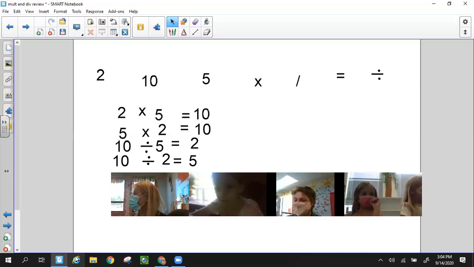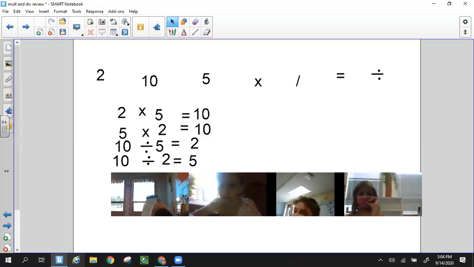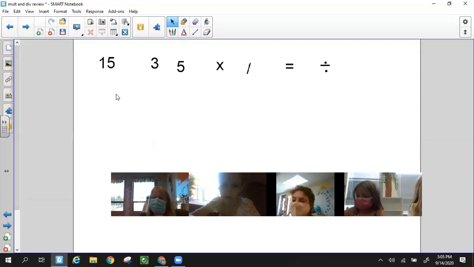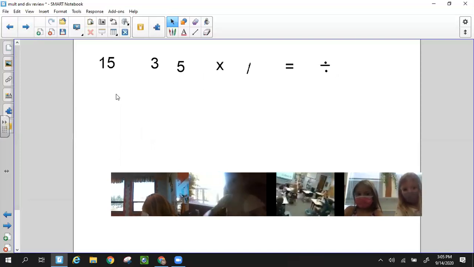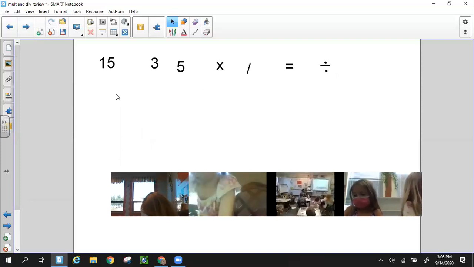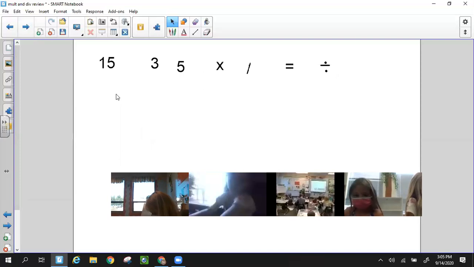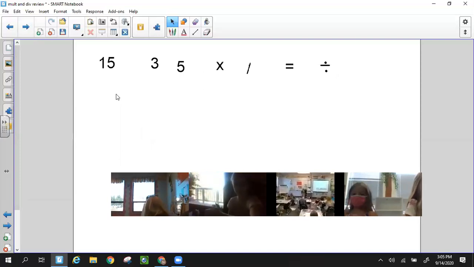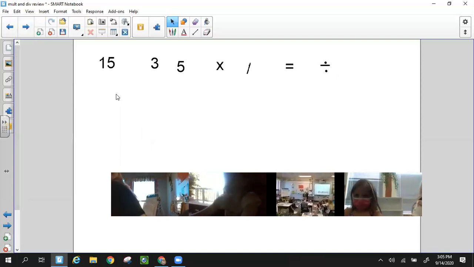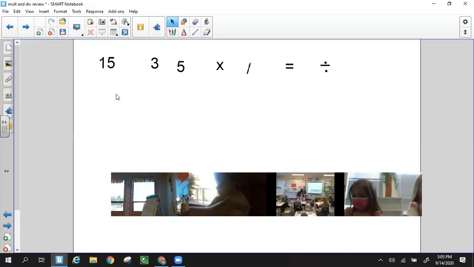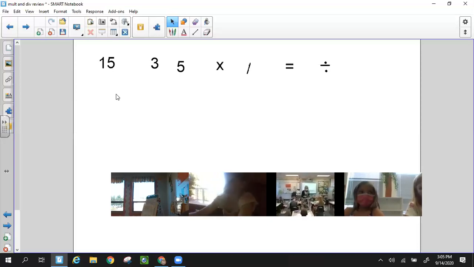I know, I could teach this all day because there's a lot. Let's try one more of those. Do you think I can do one more? Yeah. All right. Let's try one more because I think this might be helping you guys. 15, 3, and 5. See if you can write all 4 equations that are related with that one. If I don't get to you today, we'll do it again, okay? But this is a good review.